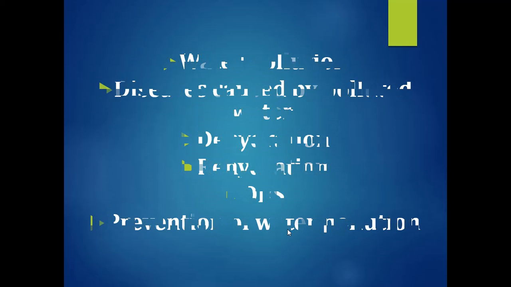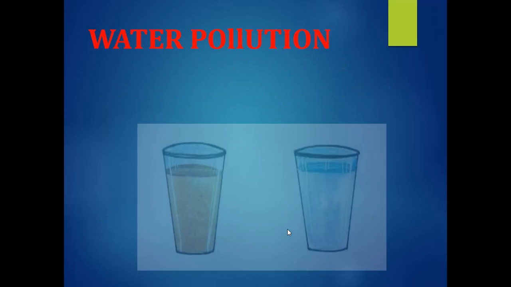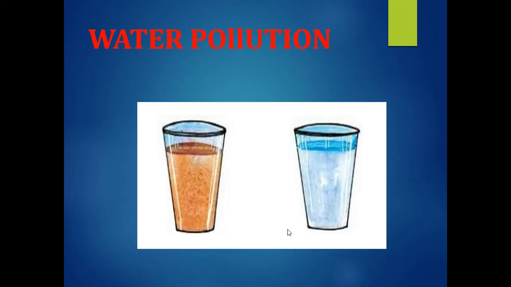Okay. Now first you can see in this picture, here are two glasses of water. In one glass we can see it contains dirty water, and in the other glass it consists of clean water. Children, which glass of water will you drink? We will select the glass containing clean water.